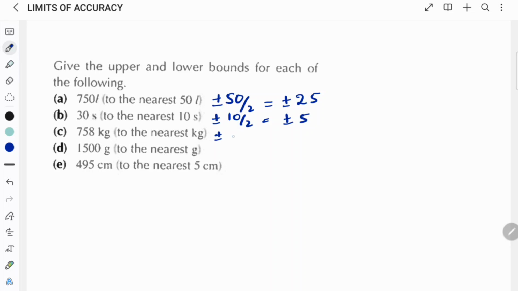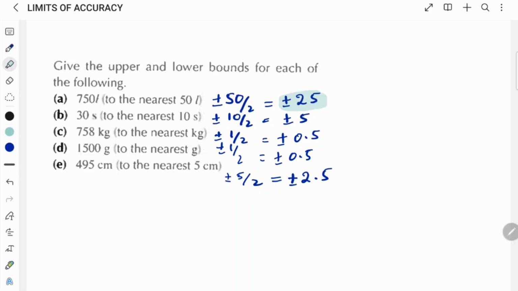I told you to the nearest 1, 1 upon 2 is plus minus 0.5. You do this in this question. Part D is also 1500 grams to the nearest gram, so you do plus minus 1 upon 2. That is also equal to plus minus 0.5. Now the next one is to the nearest 5 centimeters, so 5 upon 2 is plus minus 2.5. Okay, let's begin. Part A, we have to add and subtract 25.